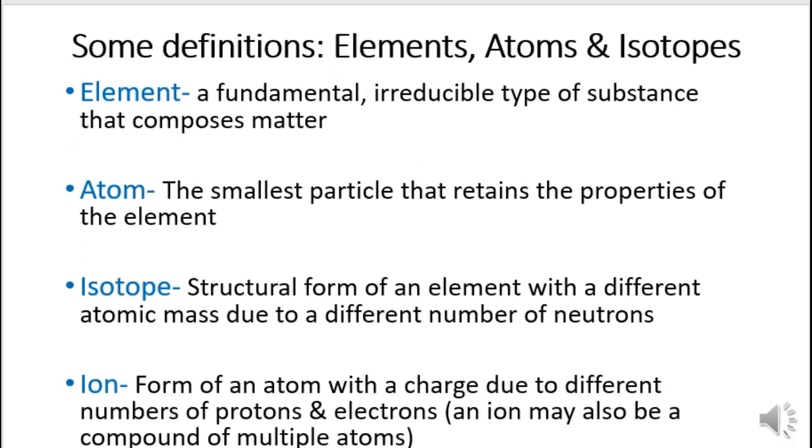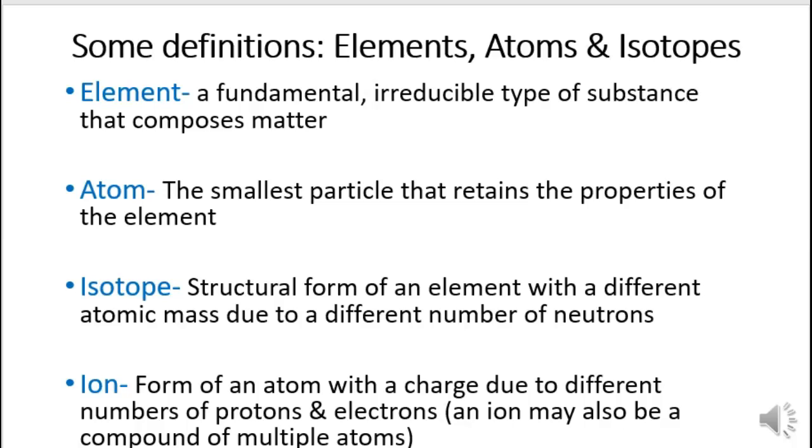Before we discuss chemistry in any detail, we should review some definitions. There are four terms that you should be familiar with: element, atom, isotope, and ion. An element is a fundamental type of substance that composes matter. An atom is the smallest particle that keeps all the properties of that element.